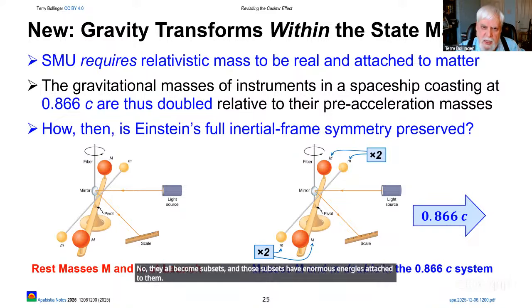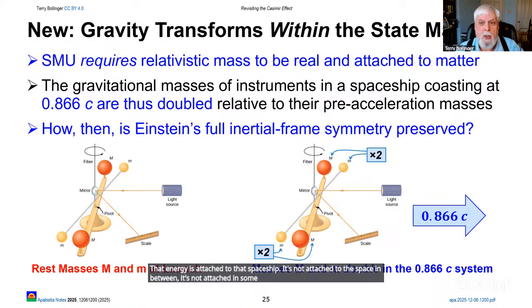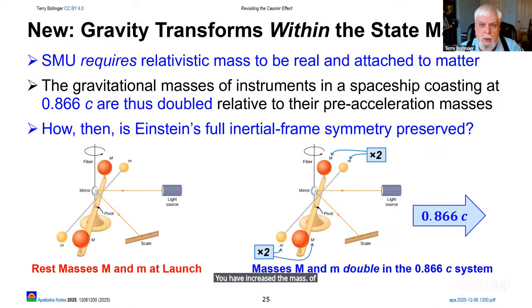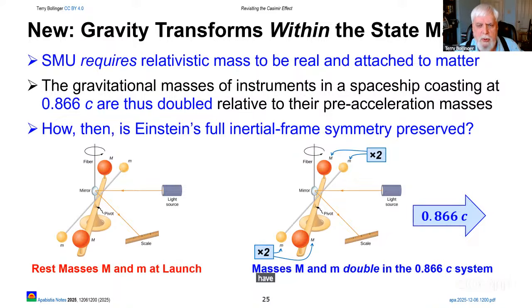So if you accelerate a spaceship to near the speed of light, that energy is attached to that spaceship. It's not attached to the space in between. It's right there. You have increased the mass of every electron on that spaceship. This presents an interesting question, an experiment that no one's been able to do because we don't have those kinds of velocities available to us. Or maybe we can.